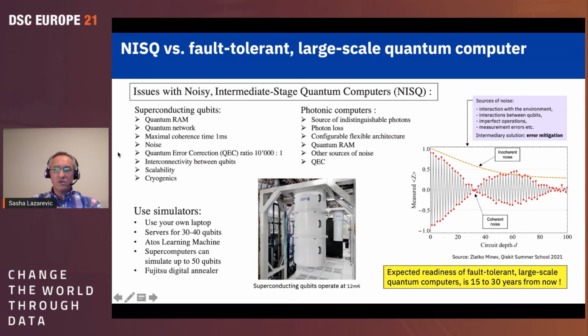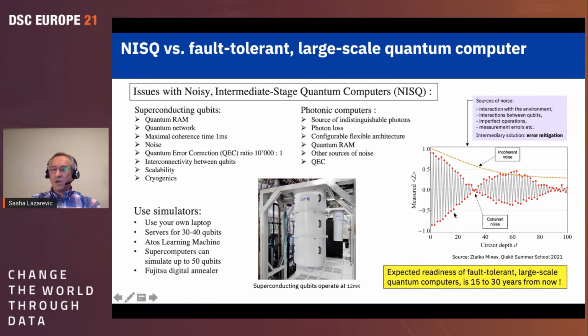And there is noise. This noise is shown here on the right-hand side. You see the different sources of noise we have and how it actually degrades our state. It should be 1, but after about 40 instructions, it gets to 0, and it even goes to the opposite side. So it's really a big problem.